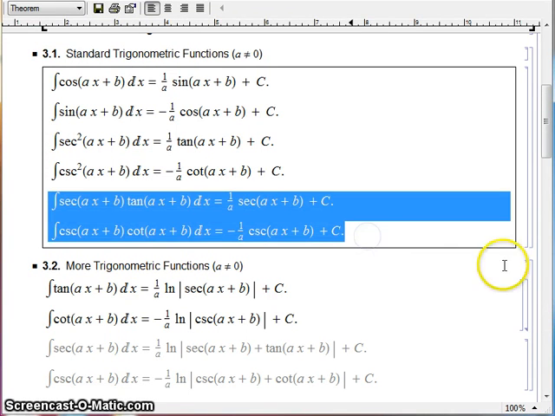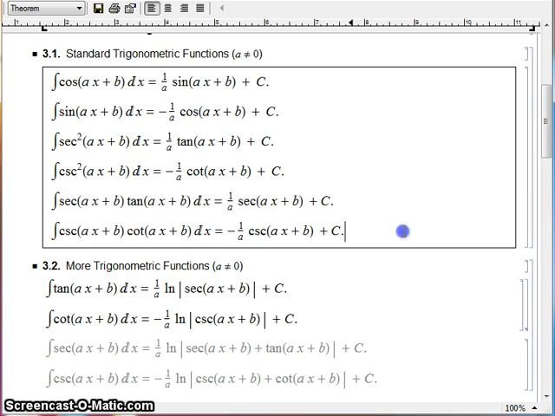Rules number 5 and 6 are relatively less important maybe, but still, compared with others, very important. Derivative of secant is secant tangent. Derivative of cosecant is negative cosecant cotangent. Consequently, we have antiderivative rules accordingly. Please note that we have 1 over a because of the chain rule.